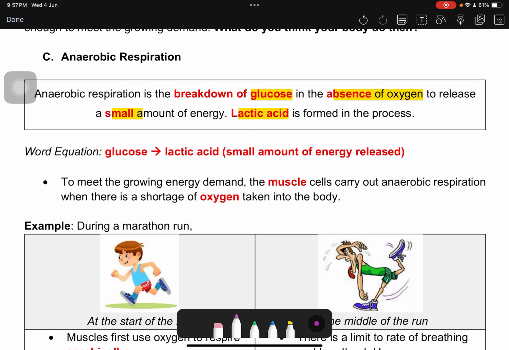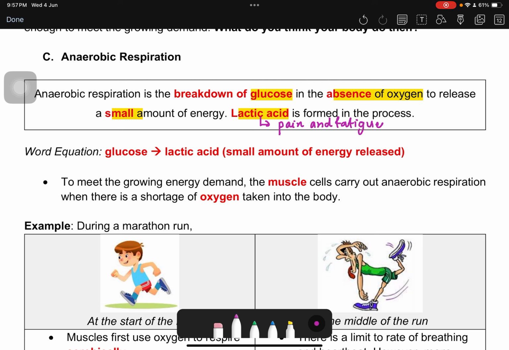So why do you feel pain? Why do you feel so tired after a vigorous exercise that you had? And sometimes it only kicks in the next day. It's because of lactic acid. This is what causes pain and fatigue in your body.